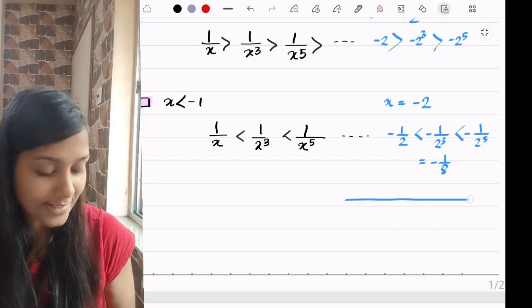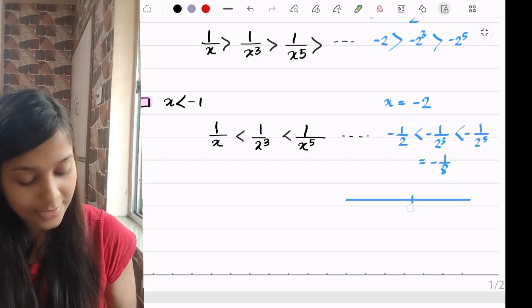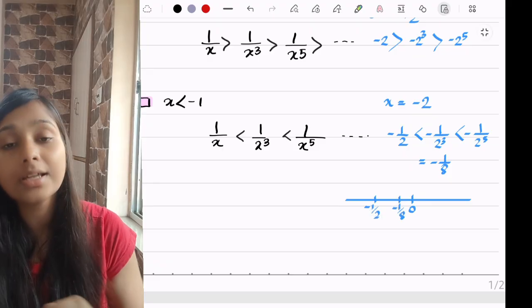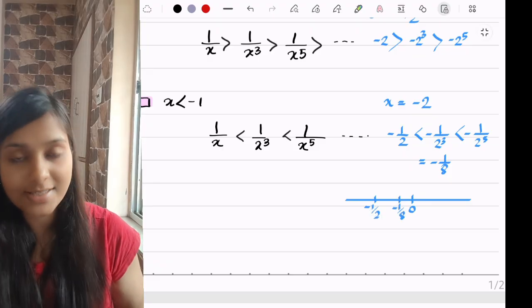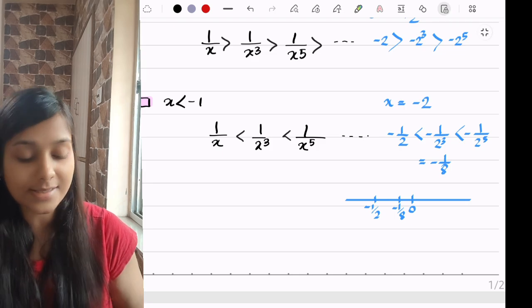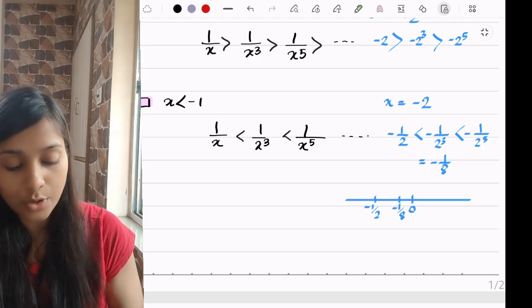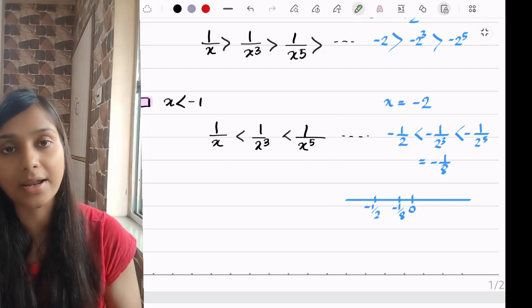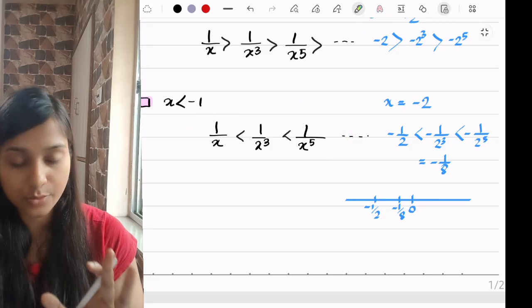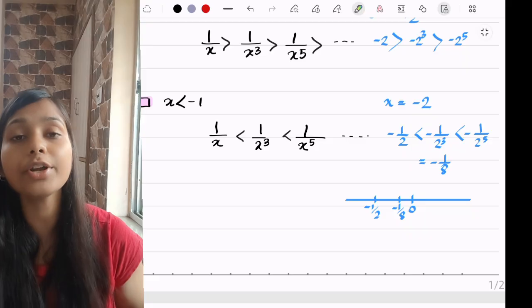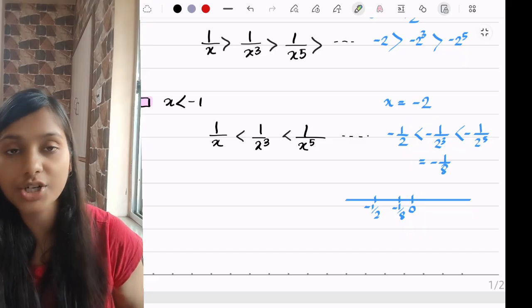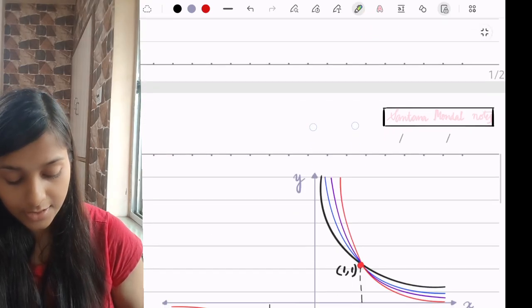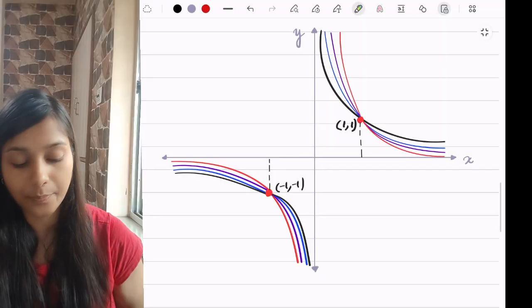So if we consider the real line, here it is 0. Suppose here it is minus 1 by 2, then minus 1 by 8 will be nearer to 0. So obviously minus 1 by 2 cube is greater than minus 1 by 2, and hence this inequality holds in the region less than minus 1. So if we try to plot the functions, we will get this kind of shape.